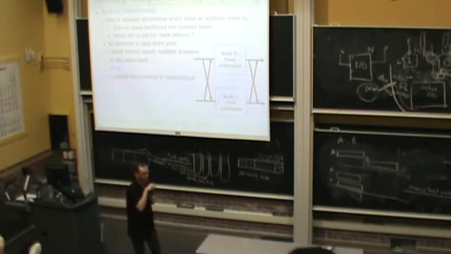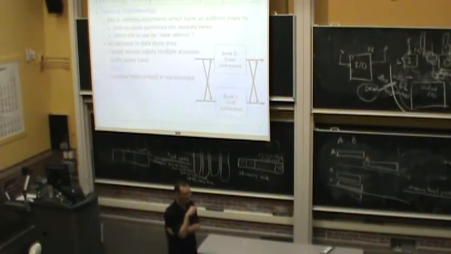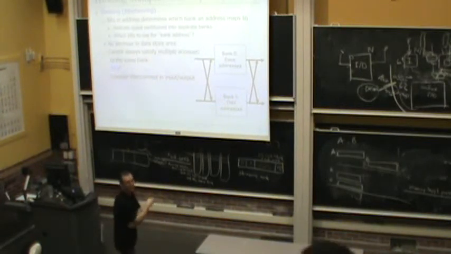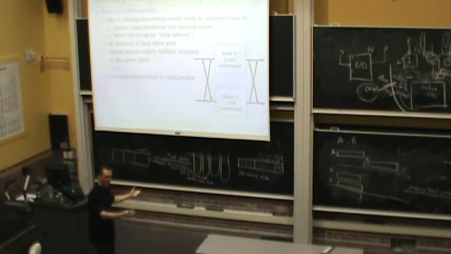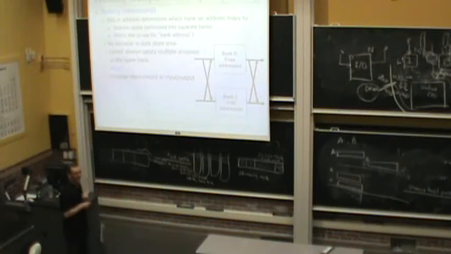Yes? If you have two loads that are going to the same bank, I determine which one you have to load more cycle. So you need to have control logic that schedules those loads, basically. Which means that you need to buffer those loads and you need to have a controller that does that. So this adds complexity to the design, definitely.